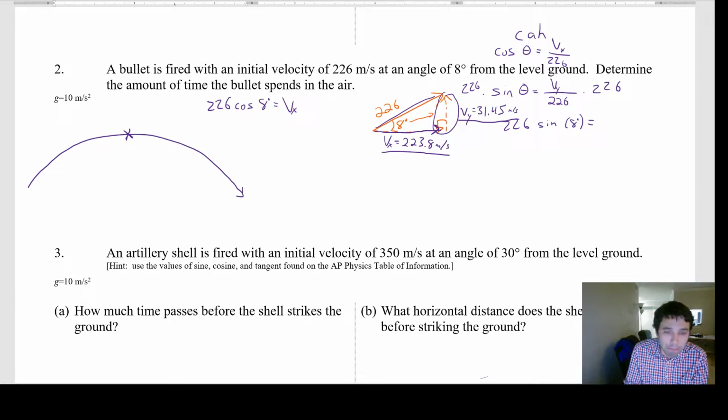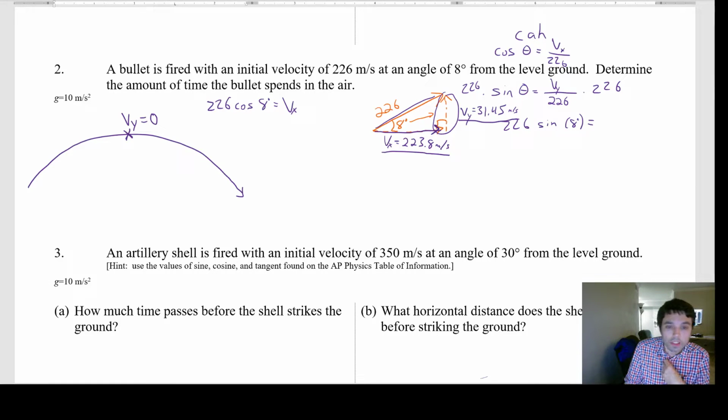At that top spot right there, it's a special spot. The vertical velocity only. Don't say the velocity is 0. That's not true. The vertical velocity is 0, right? It stops going up because gravity's slowing it down. So it still has horizontal velocity, but its vertical velocity becomes 0.